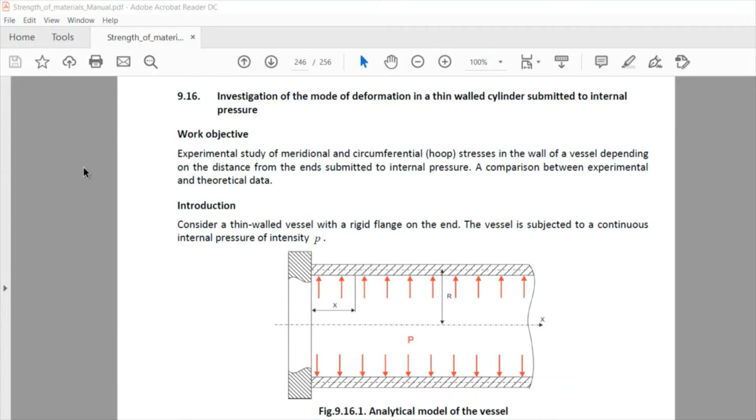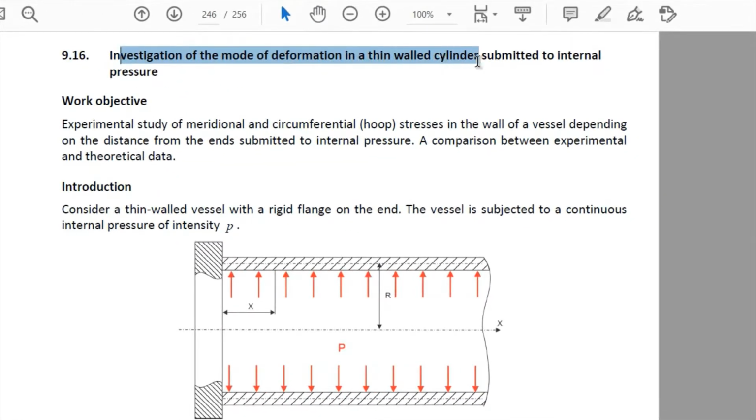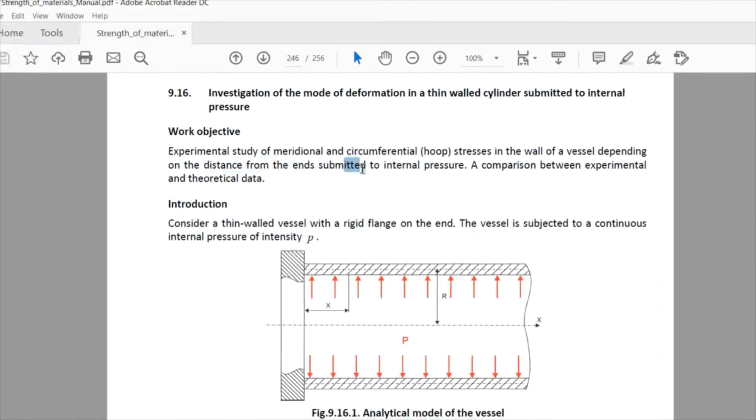Hello everyone, welcome to Lab 2 experiment, which is a strength of material lab. Today we'll perform experiment number 16, the investigation of the mode of deformation in a thin-walled cylinder submitted to internal pressure. So basically our objective is to study the hoop stresses in the wall of a vessel depending on the distance from its ends submitted to internal pressure.